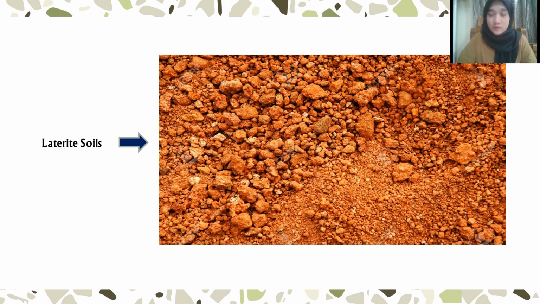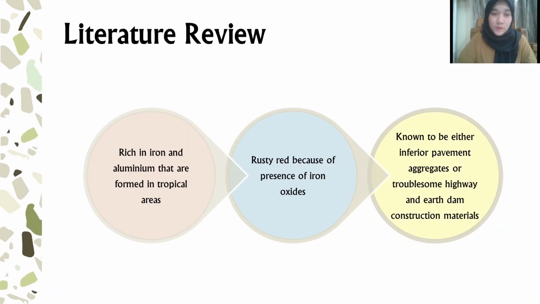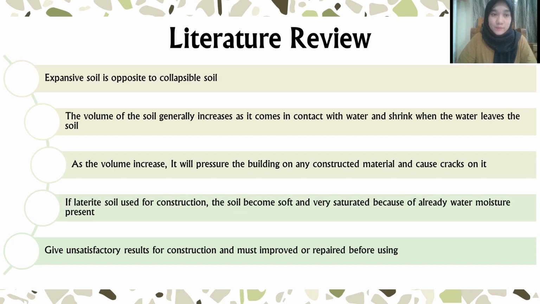Okay, here is an example of laterite soils. It is rich in iron and aluminium and is formed in tropical areas. It is rusty red in color because of the presence of iron oxides. It is known to be either inferior pavement aggregates or troublesome highway and earth dam construction materials.